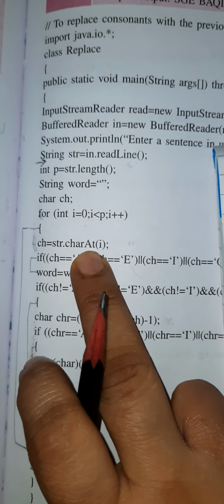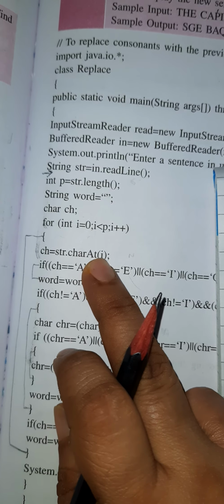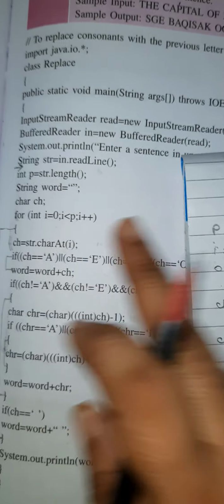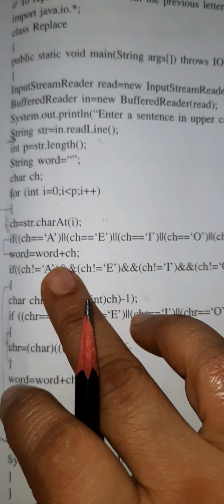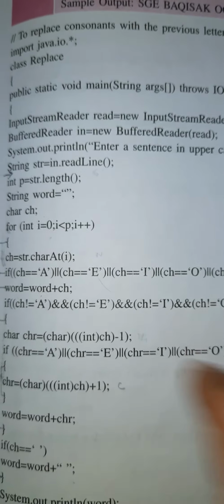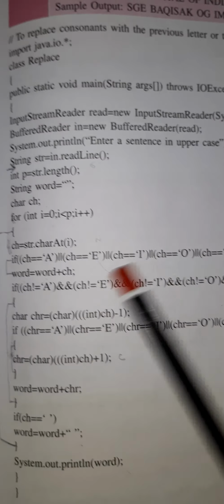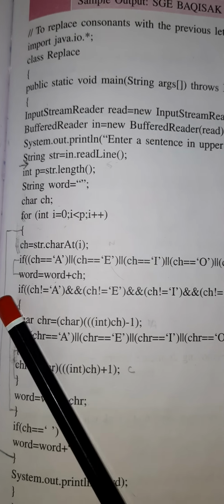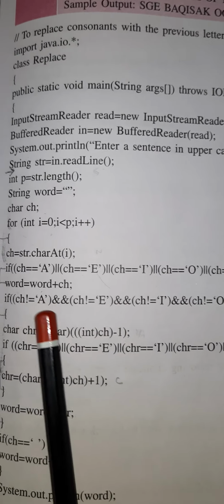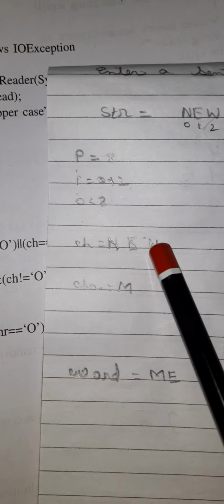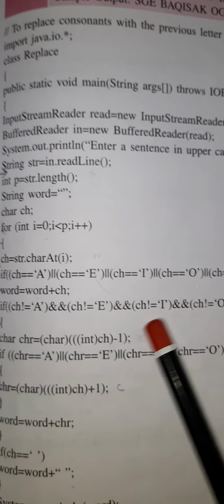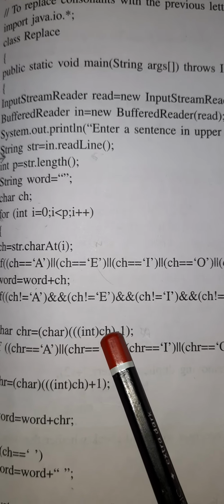CH, the value will be W, the character at place 2. At 2, W is there, so CH is W. So it will check whether it is a vowel. No, it is not a vowel, so it is not going to add here. Then it will check whether it is not A, E, I, O, U. Yes, it is not A, E, I, O, U, so it is not a vowel. So this condition is true, and it will come to this part.